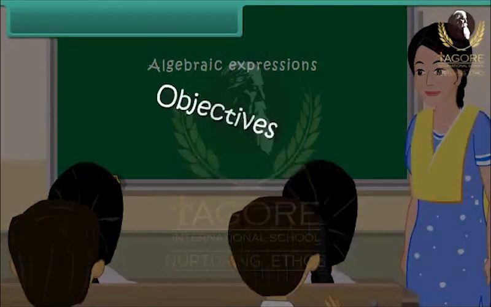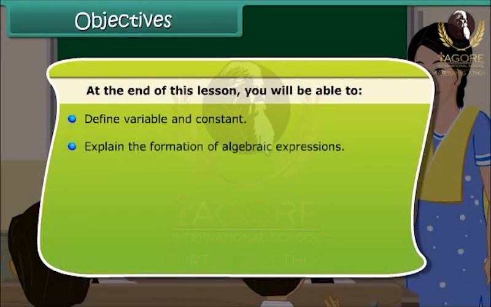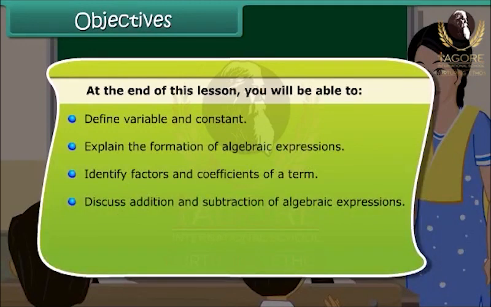Objectives. At the end of this lesson, you will be able to define variable and constant, explain the formation of algebraic expressions, identify factors and coefficients of a term, discuss addition and subtraction of algebraic expressions, find the value of an expression.